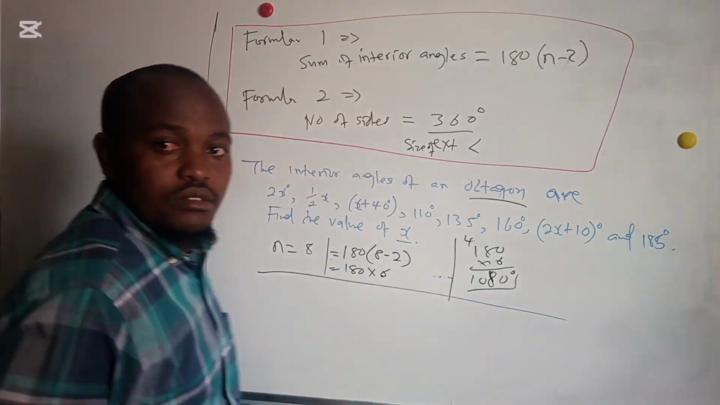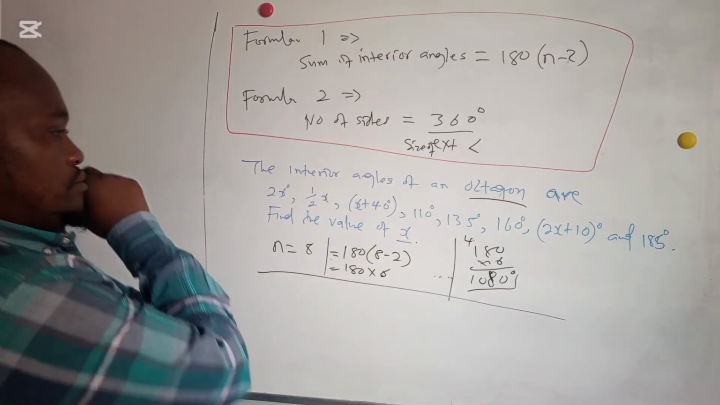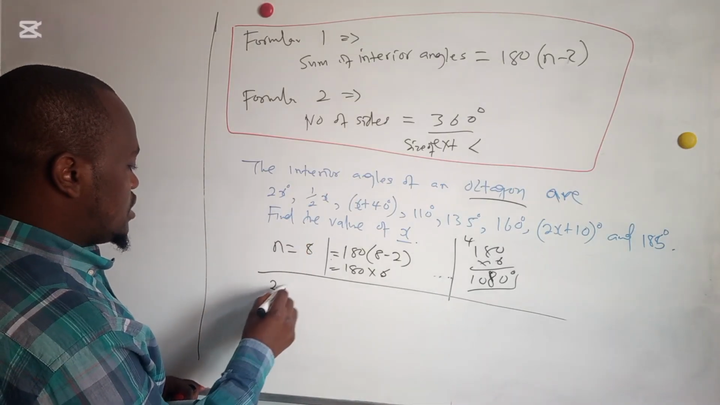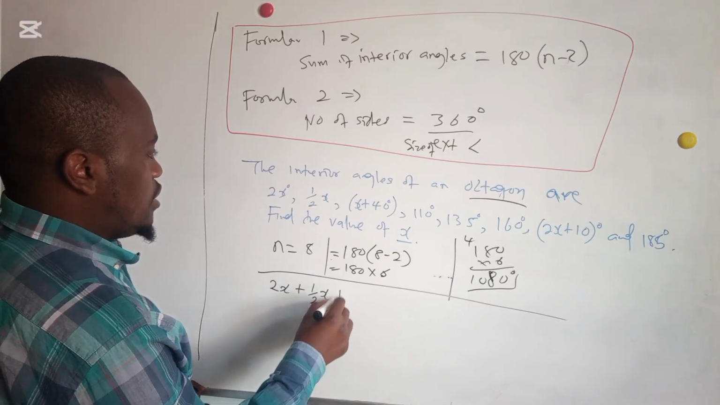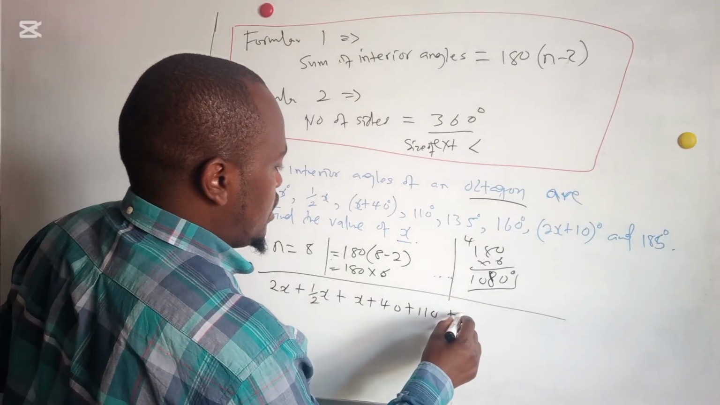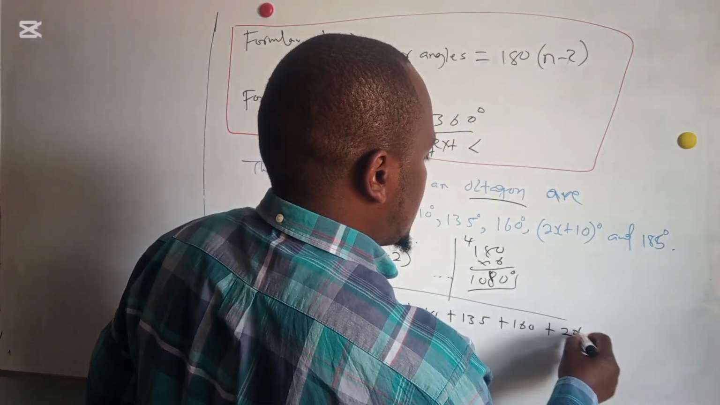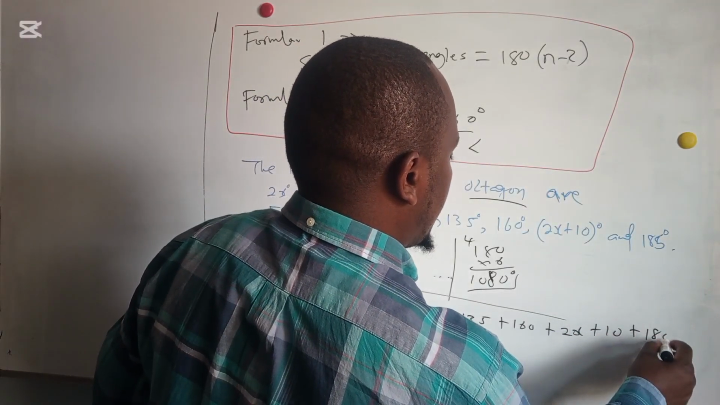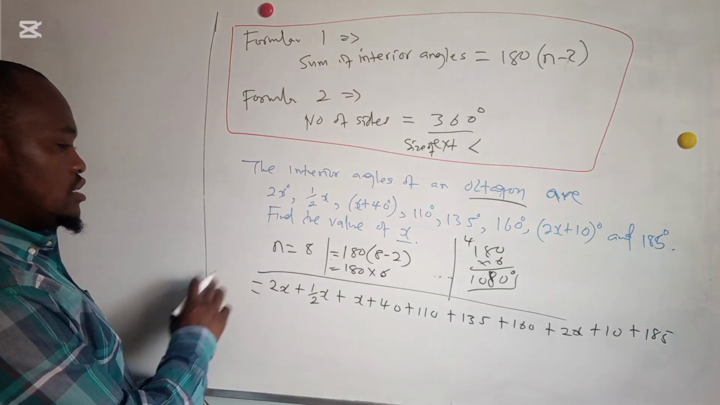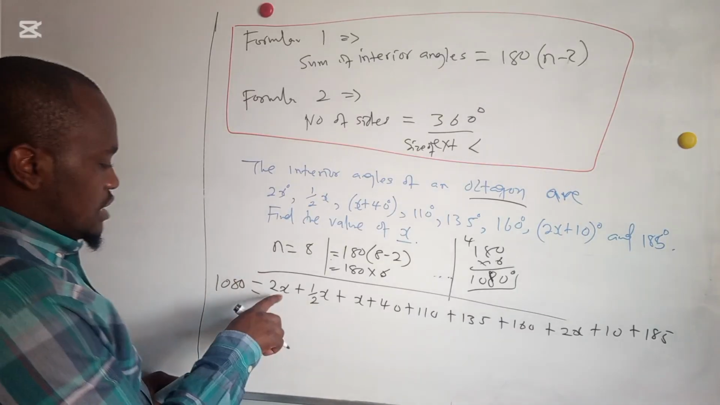Now, how are you going to use this one? You are going to add all this and equate to 1080. So you are going to say 2x plus a half x plus 40 plus 110 plus 135 plus 160 plus 2x plus 10 plus 185. Then all that you are going to equate to, you can write either on this side or the other one, 1080.